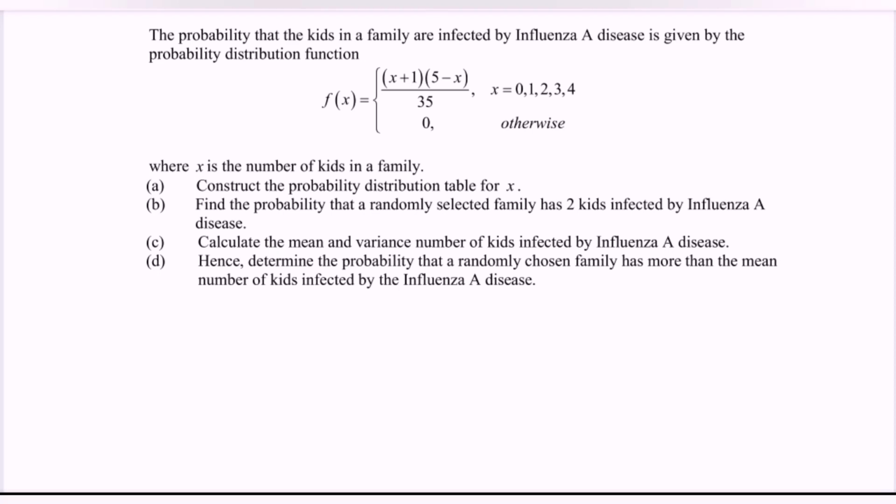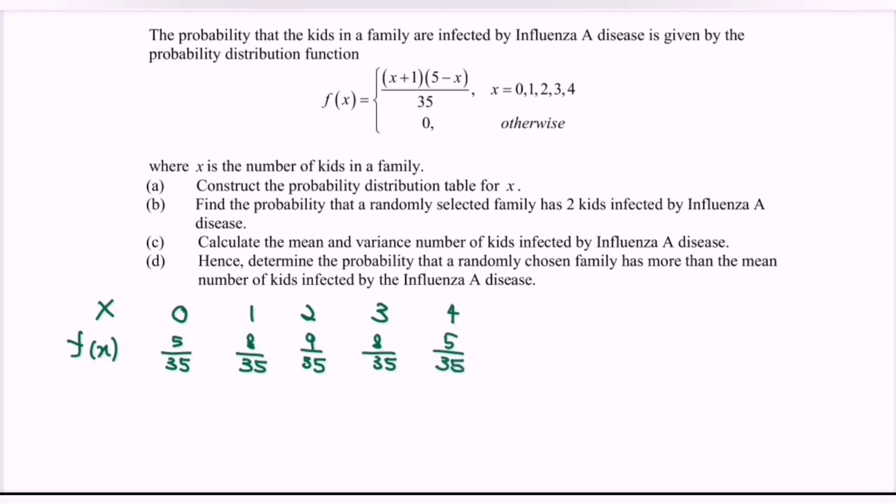So kindly refer to the function. Let the random variable x be 0, 1, 2, 3, and 4. Kindly substitute the values of x into the function given. If we substitute 0, we will have the probability f(x) equals 5 over 35. If we substitute 1, we will have 8 over 35. If we substitute 2, we will have 9 over 35. If we have 3, then we will have 8 over 35. And finally, we will have 5 over 35.